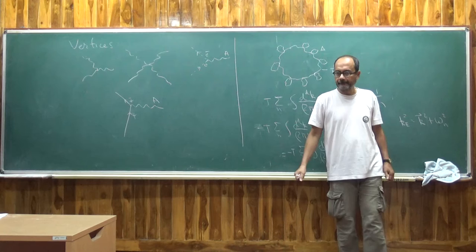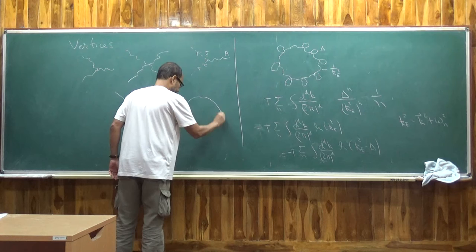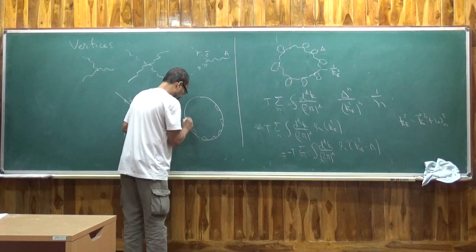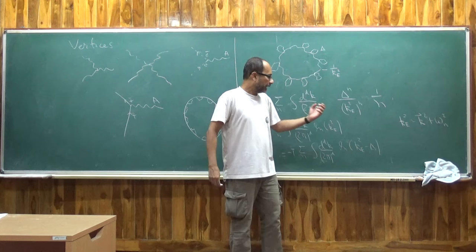For the cubic vertex? Cubic vertex, yes. I mean this one. Yes. So the point is, imagine that you have a fermion loop like this, and you make a lot of corrections like this. A massless fermion loop. Then you will get exactly a problem like this. If you call this delta, you will get a problem like this.